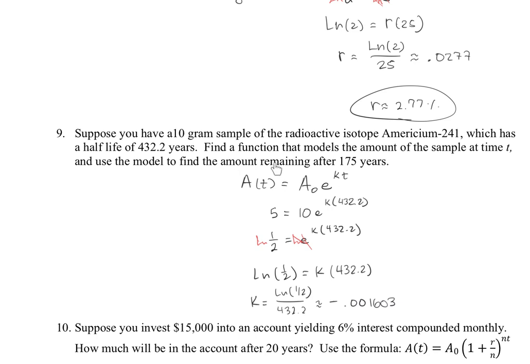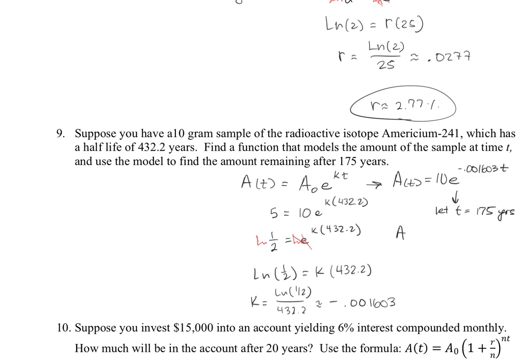So now the other part of the question is we have to use this model to find the amount remaining after 175 years. So the model now is the amount at any given time is equal to our 10-gram sample, base e. Now the relative decay rate is negative 0.001603 t. So that's our model. Now we need to find out how much remains of the 10-gram sample if we let t equal 175 years.